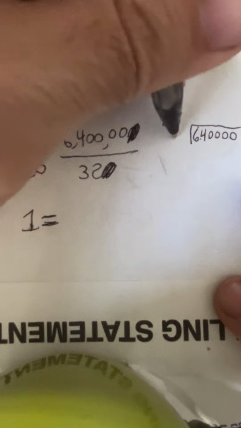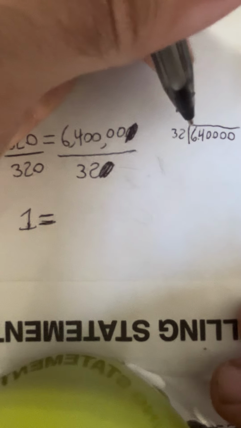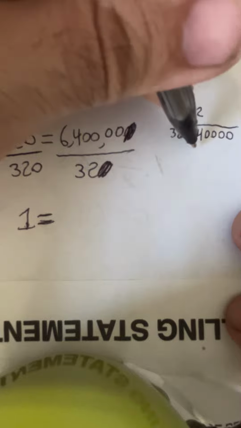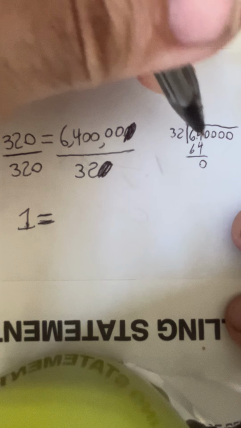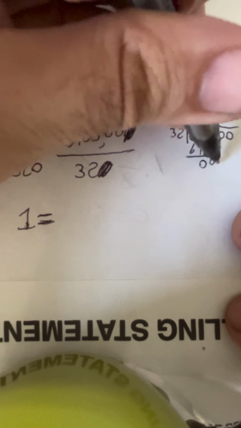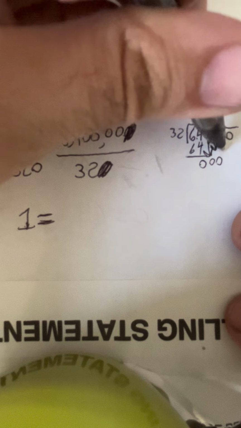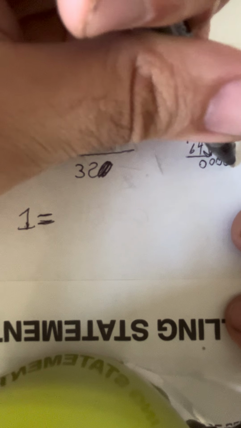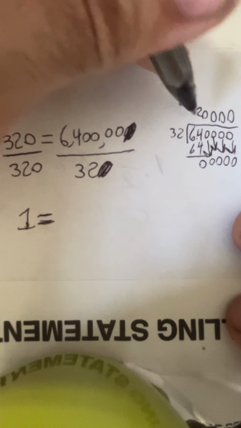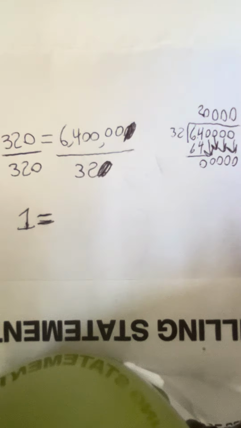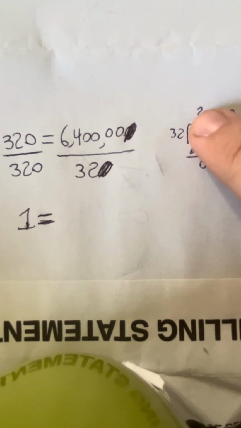Let's go ahead and do long division. 32 fits in 64 2 times. 32 times 2 is 64. 0. Bring this 0 down. 32 can't fit in a 0, so I'm going to put a 0 up here. Now I don't have anything else to bring down, so the answer is 20,000. So the cost of a single television set is $20,000.